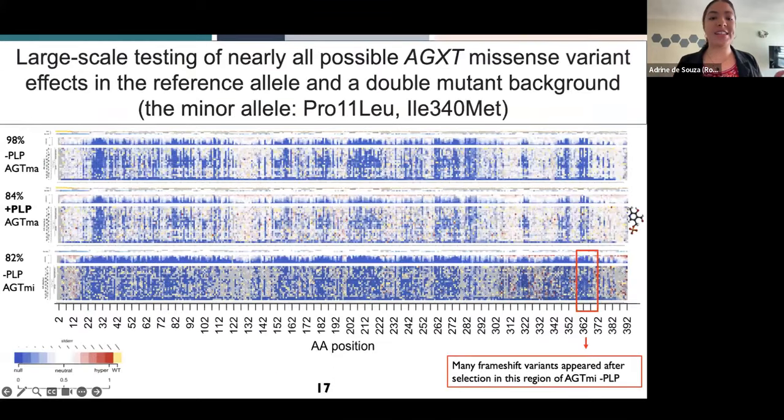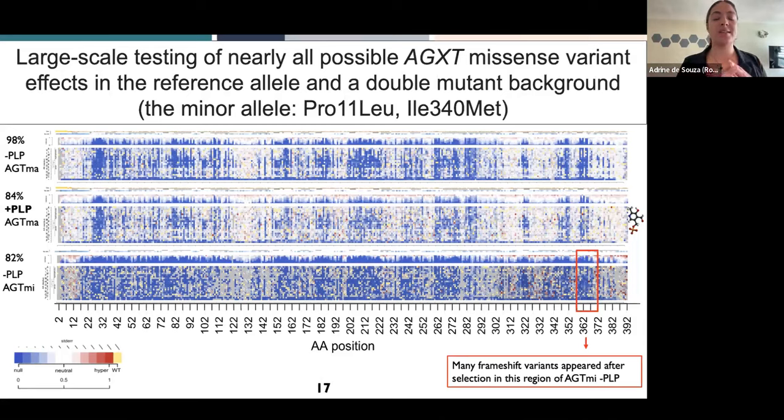And here are the very exciting results. So far, I have 3 maps for AGXT variant effect. And you can see that the title of my presentation actually has to change a little because now I also have the PLP cofactor treatment context for this protein. So then we have 3 maps.